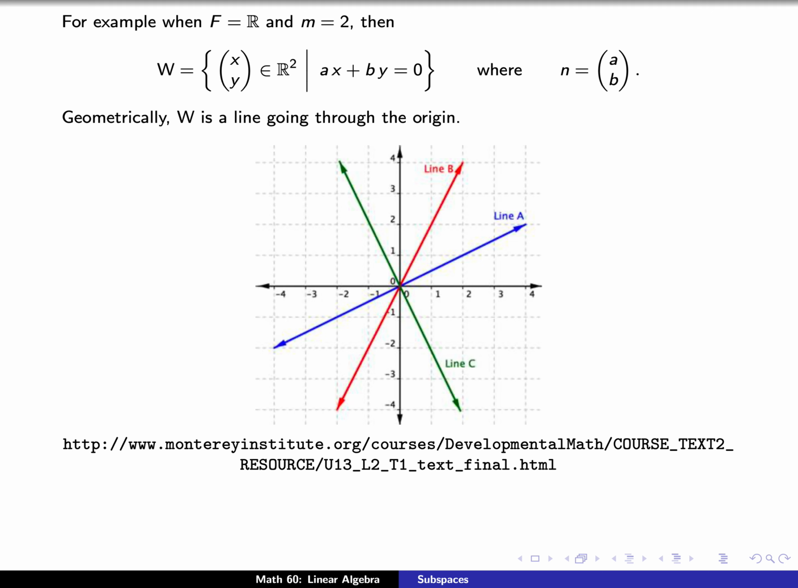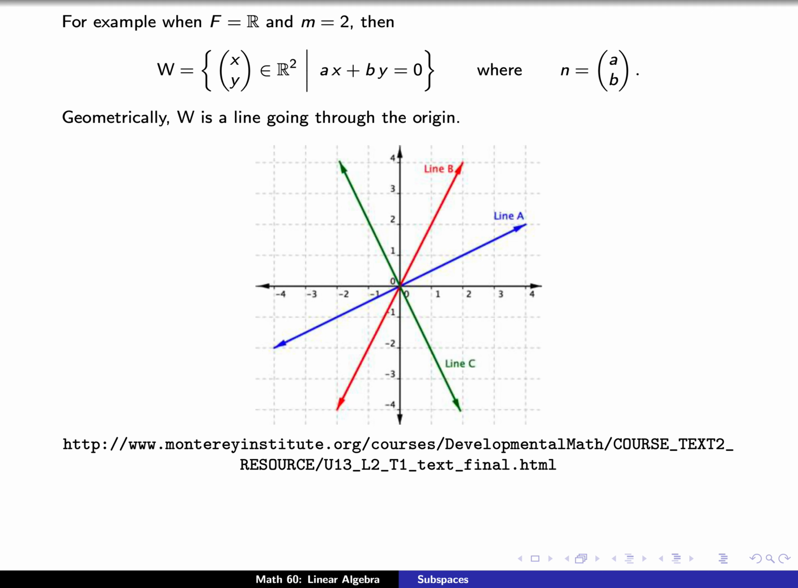Now there is a nice geometric interpretation of this. Let's consider the special case where our field F is the real numbers, and let's let M equal 2. That is, V in this case is just the real plane. We like the real plane because we can draw pictures with it. The W in this case consists of vectors x comma y such that ax plus by equals 0, where n is just the vector a comma b. Again here, n is fixed, and then we just take a look at W. Geometrically, this W is nothing more than a line through the origin.